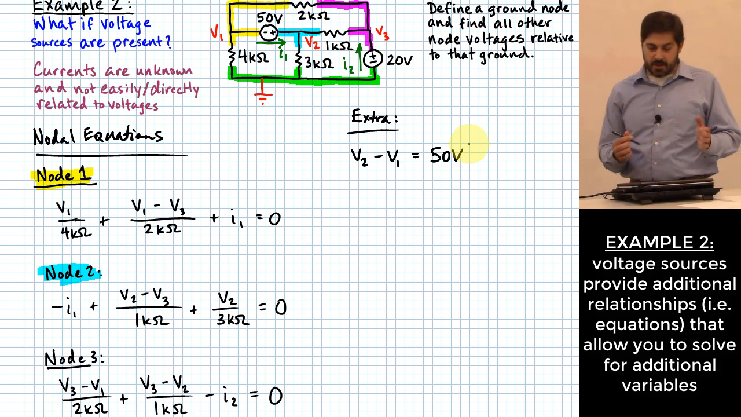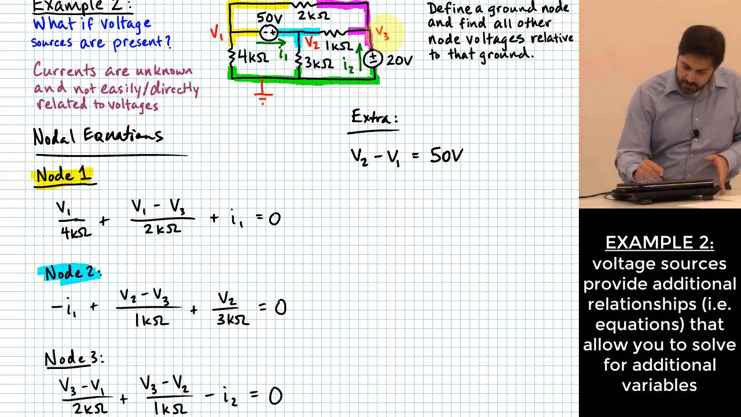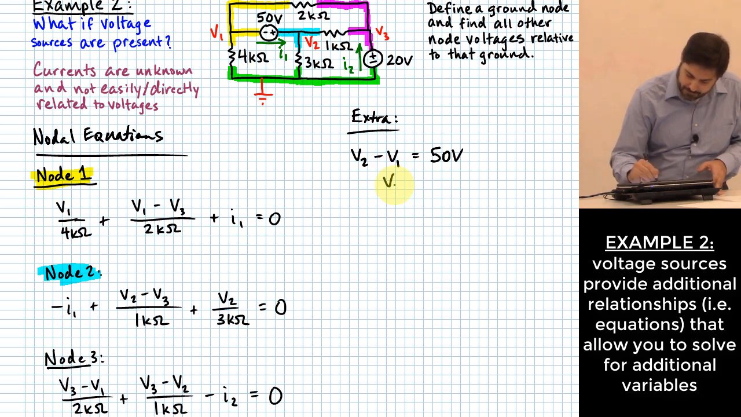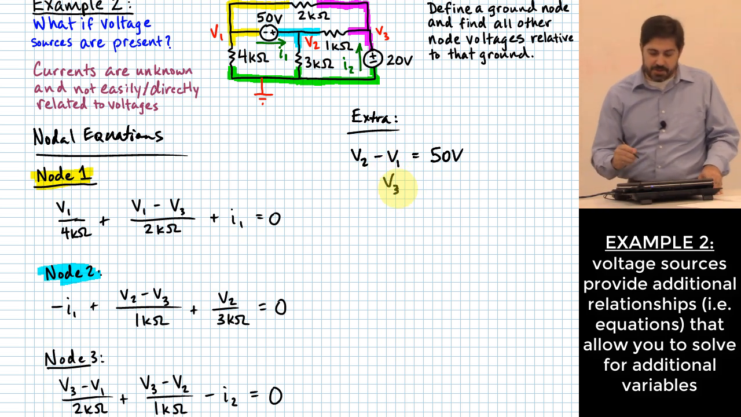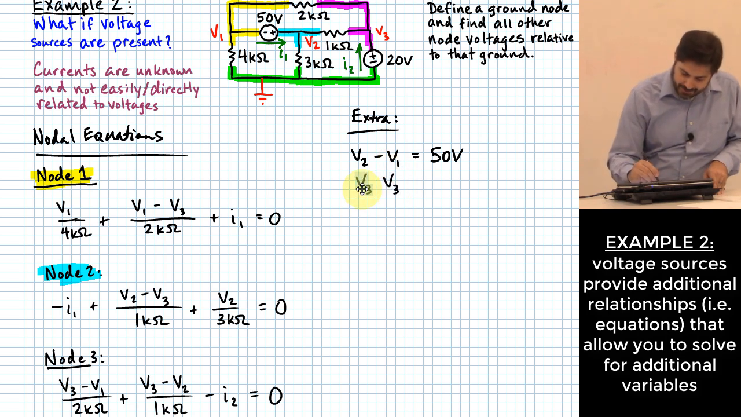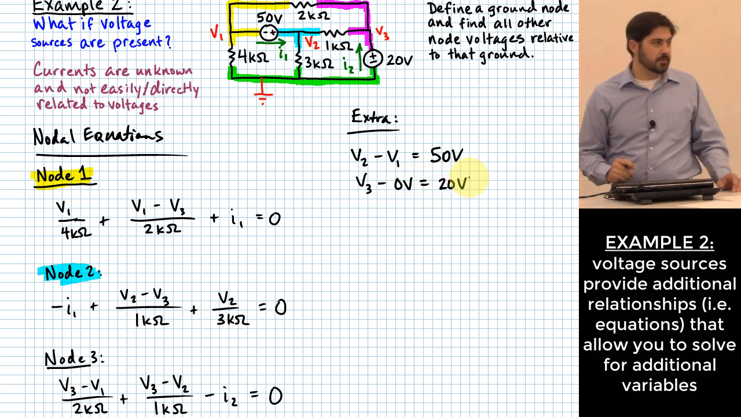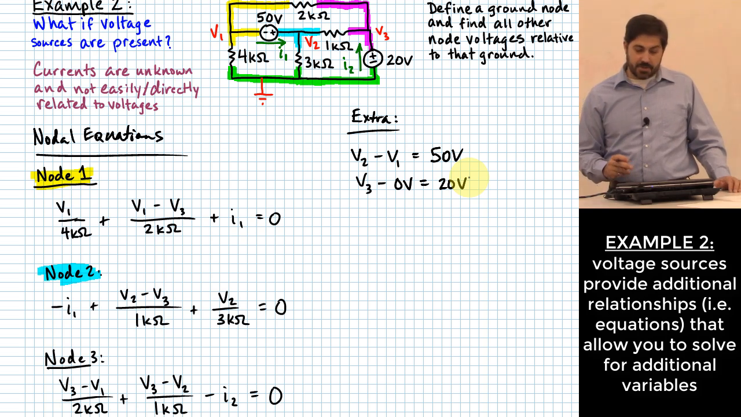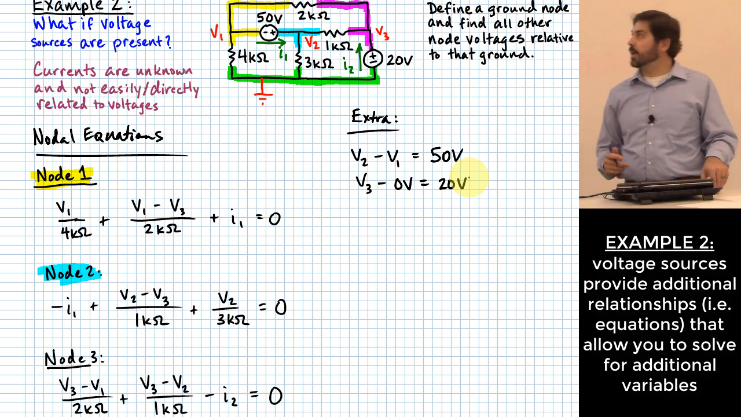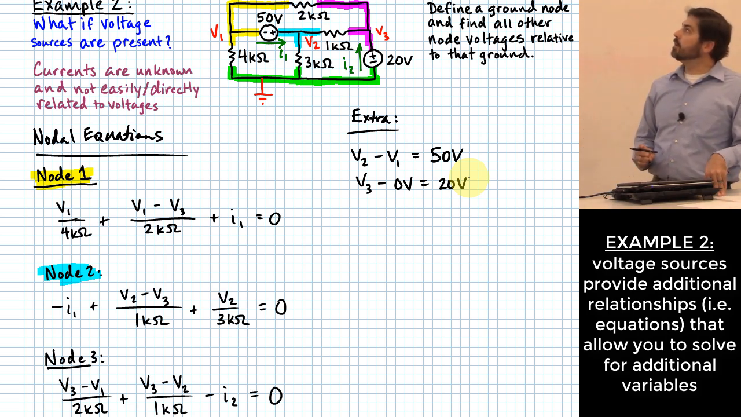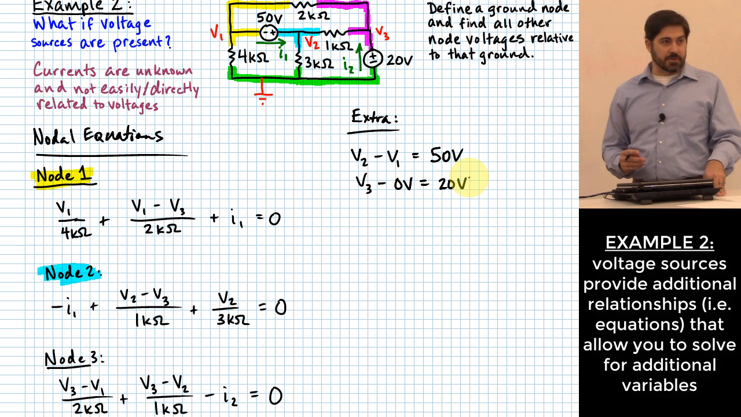All right. I think I may have heard someone say this one. V3, oops, V3. Now I could say, if I really wanted to be clear, V3 minus 0 volts equals 20 volts. Right? Because ground is at 0 volts. Okay? Or I could just say V3 is equal to 20 volts.